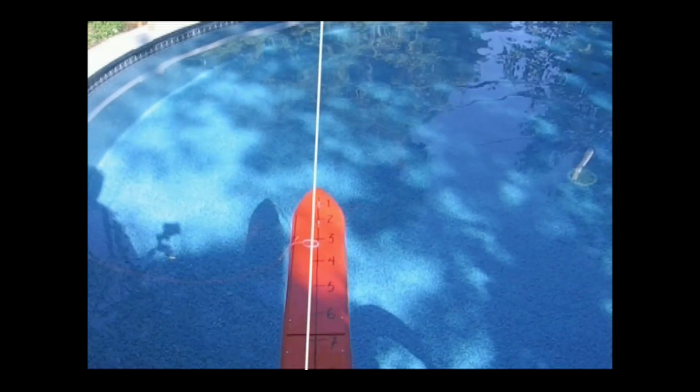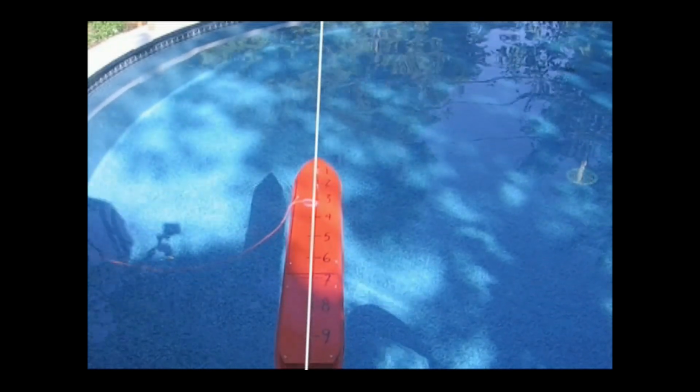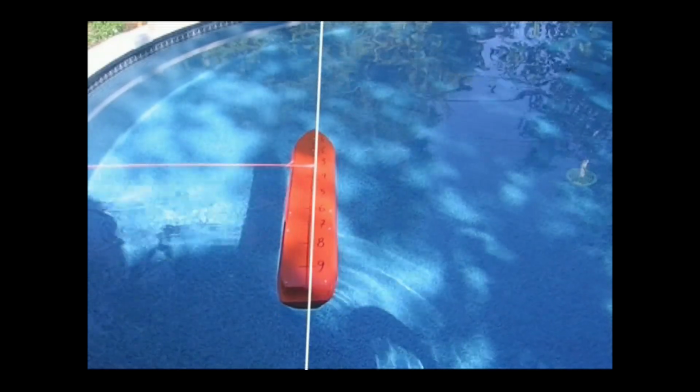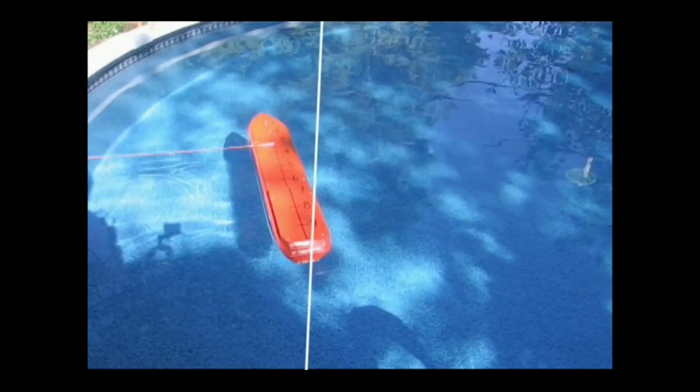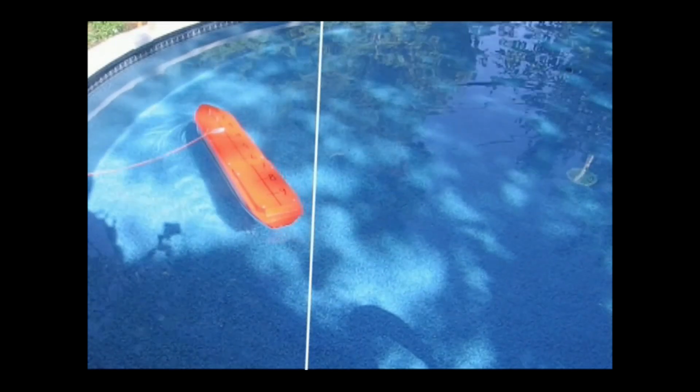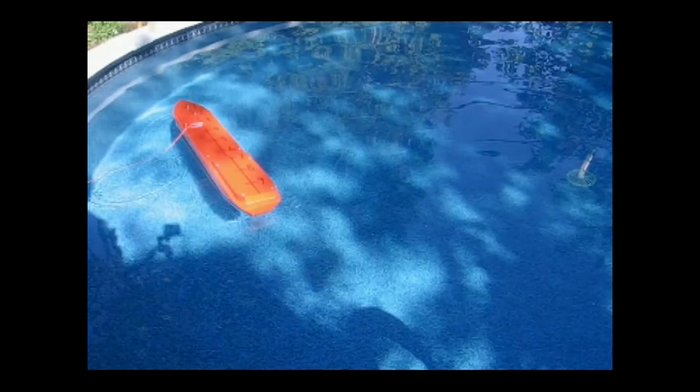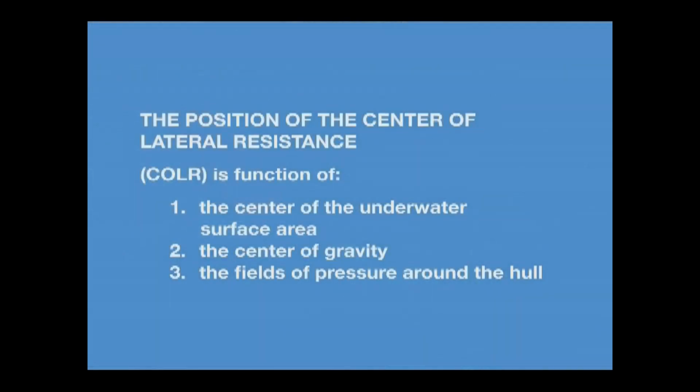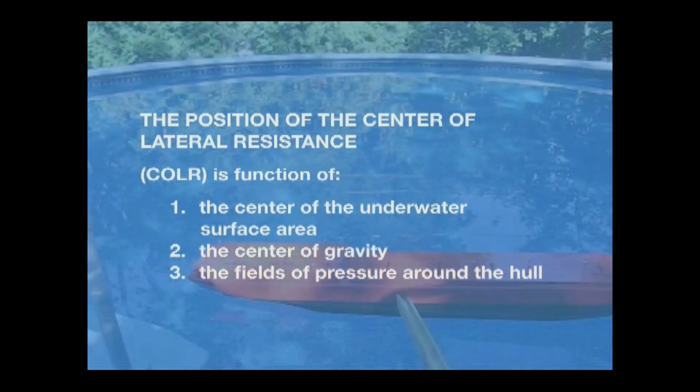A force acting ahead of the center of lateral resistance will rotate the ship in a different direction than the same force acting astern of the center of lateral resistance. The lateral resistance can also be called hydraulic lift. The position of the center of lateral resistance is a function of the center of the underwater surface area, the center of gravity, and the fields of pressure around the hull.